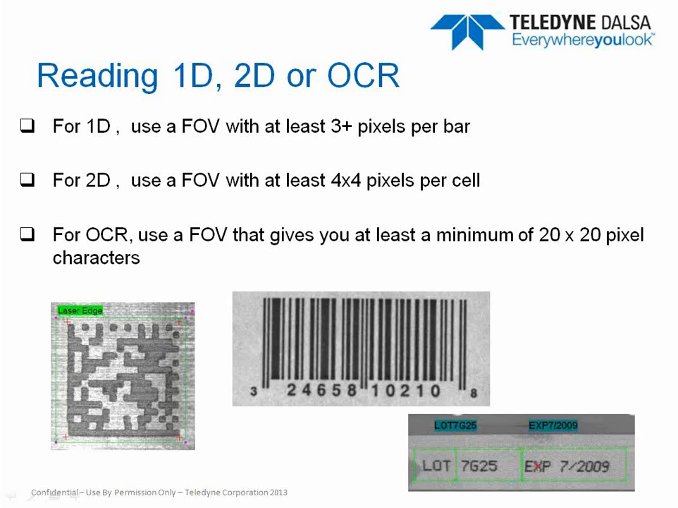If you want to do 2D matrix, use a field of view that gives you at least 4x4 pixels per cell. Again, same applies. If your code is really crispy, like the one we have on the left, then you can go a little less. For OCR, optical character recognition, I would suggest a minimum of 20 by 20 pixels per character, especially on dot matrix printing. If your numbers are as good as a laser printer, like the numbers on the barcode, then again you could sacrifice a little bit, because you will still be very good on nice contrast characters.